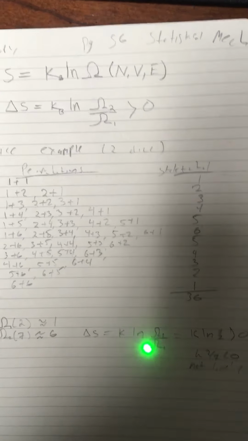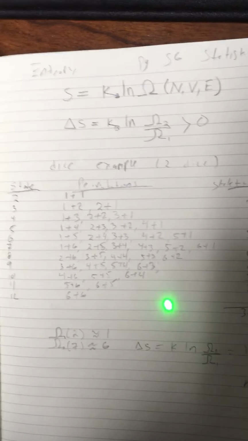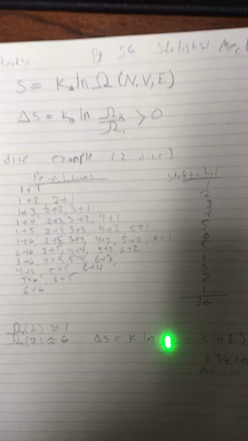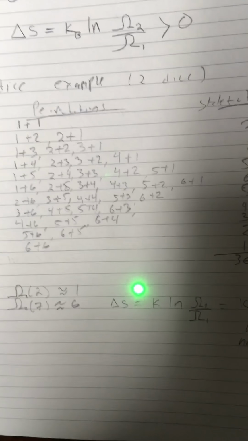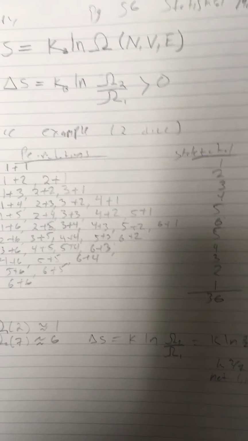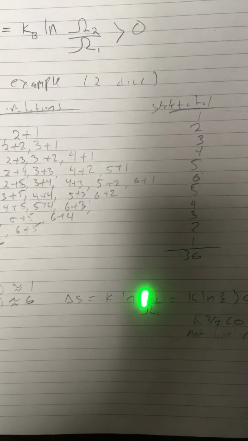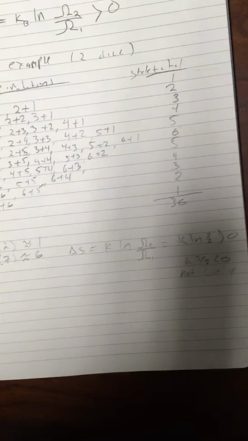So if this was going from state 2, which was a 7, to state 1, which is less likely, we would flip these, right? So instead of omega 2 over omega 1 it would be omega 1 over omega 2, which would be 1 over 6. The natural log of a number less than 1, between 0 and 1, is negative, which corresponds to a decrease in disorder, which is not spontaneous. You could make a system do that by putting work into the system, but we could talk about that.